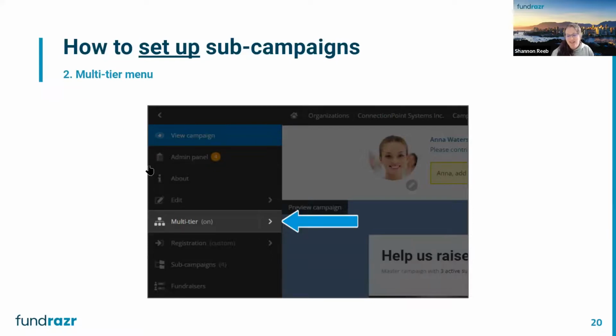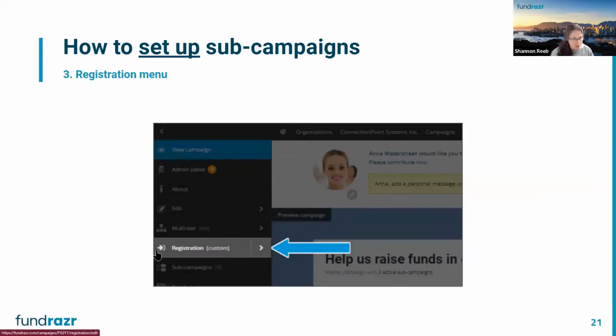Multi-tier menu. I did not update this. The multi-tier menu is now the sub-campaigns menu. People were very confused when we kept saying multi-tier, so we just changed it to sub-campaigns. But in your sidebar menu, you're going to see something that says sub-campaigns. That's all of your settings for your sub-campaigns.